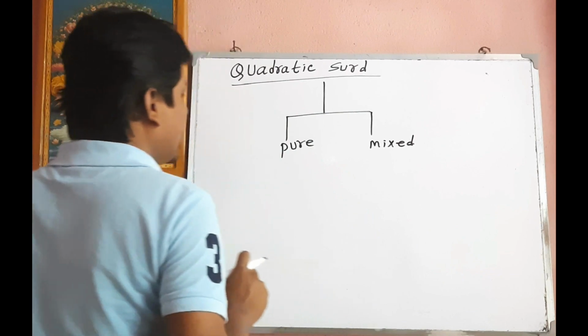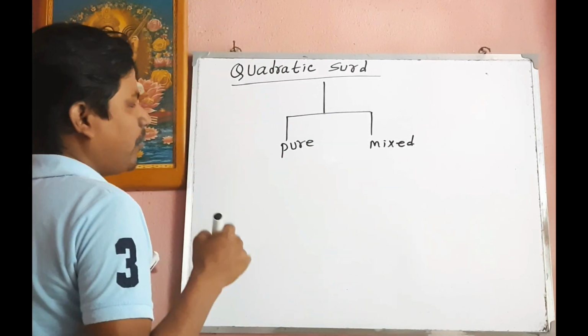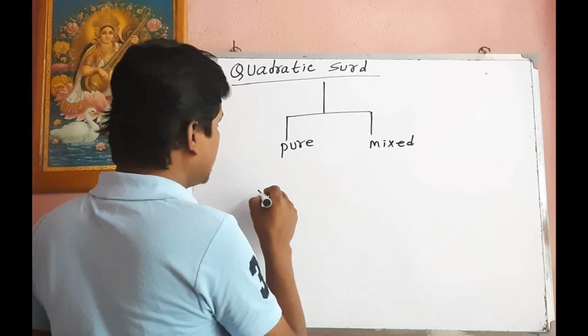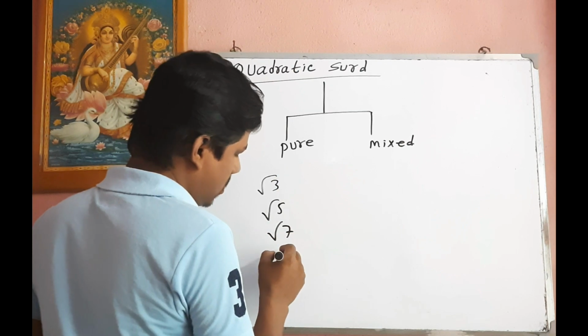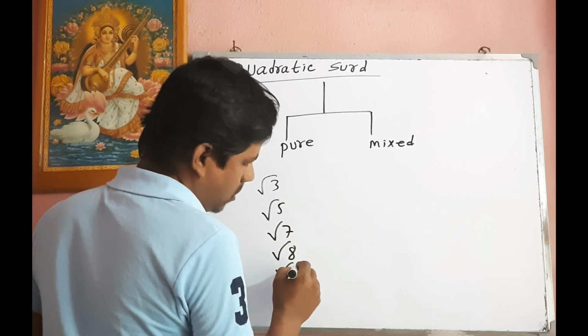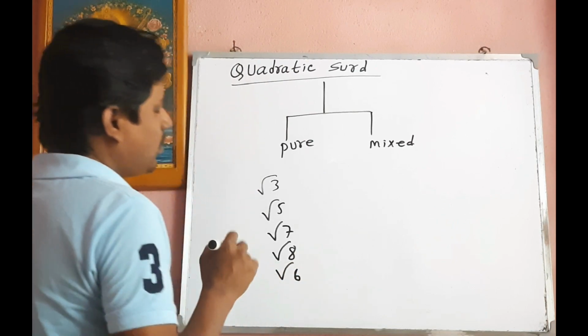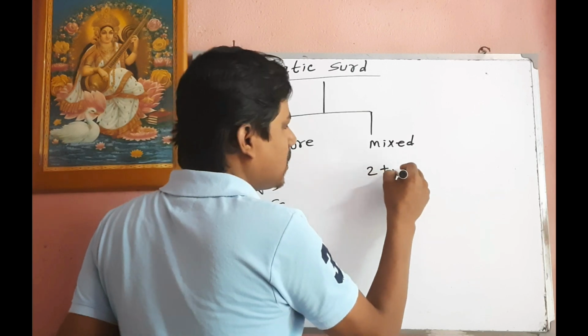There are two types of surds. One is pure, another is mixed. If we give some example of pure, this will be the pure. This will be the pure. And now we are moving to the next, mixed. This will be the mixed.